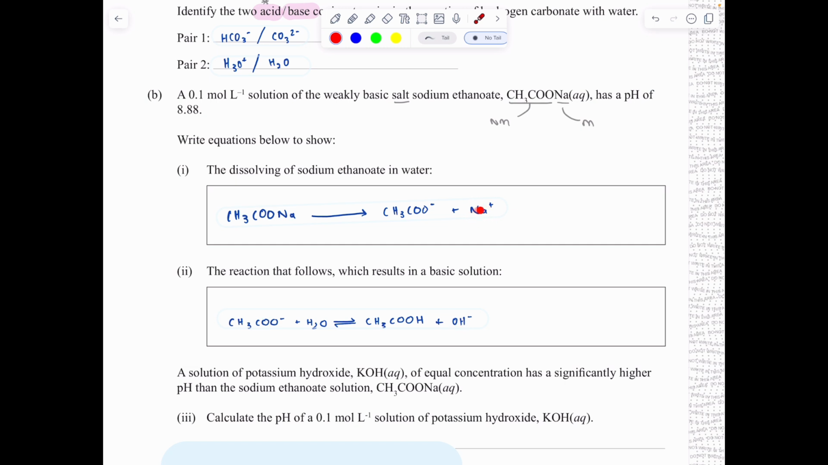This wouldn't have worked as well if we took the Na plus. So you've got to take the right ion from the equation above, and it's usually going to be the one that's able to accept a hydrogen.